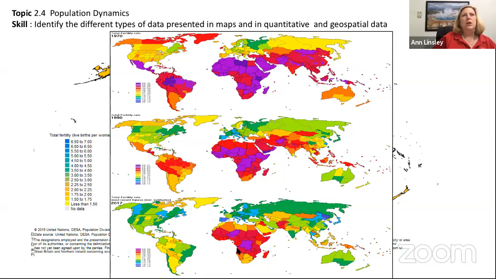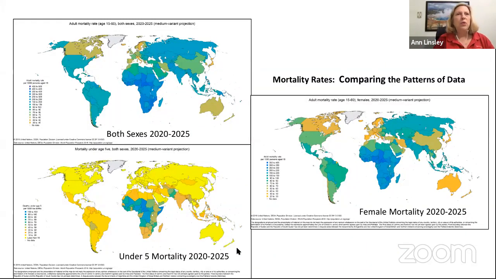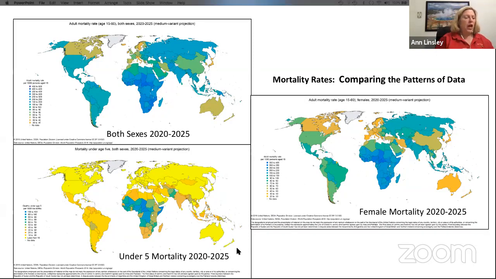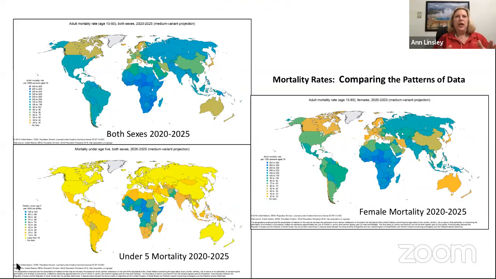All right, so if we now look at mortality rates, the top one is both sexes. We're looking at plotted data. So we have both, oh my gosh. Then we have large numbers of child mortalities, and then we have female mortality itself. Do we see anything here that is going to be interesting patterns or different kinds of patterns?